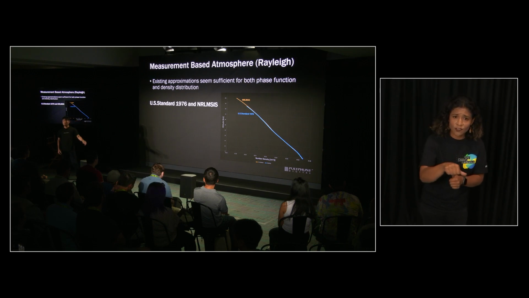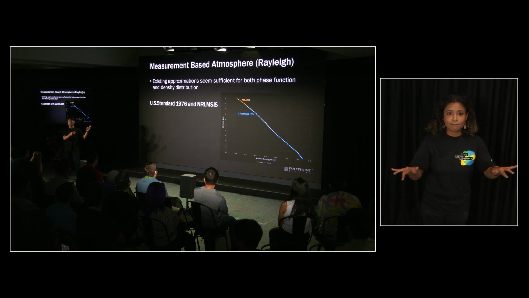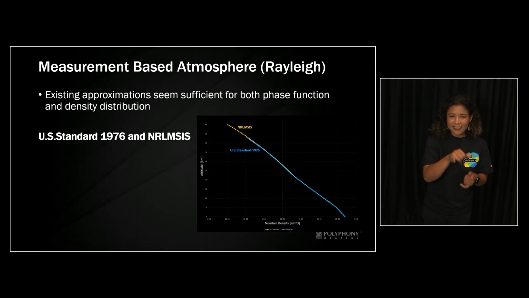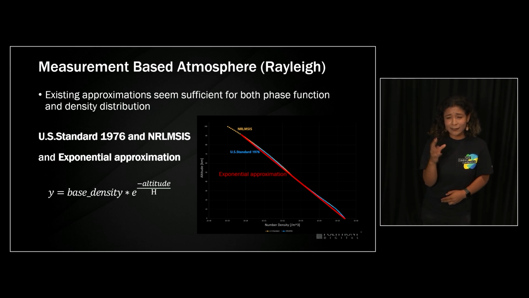Then, what about density distribution? These are two measurement-based distributions of atmospheric molecules, US Standard 1976 and NRLMSIS. Furthermore, the empirical approximation is indicated by the red line. As you can see, they are very close again.